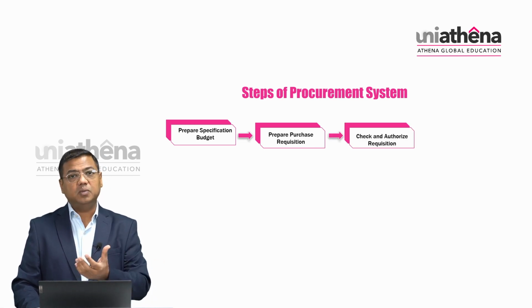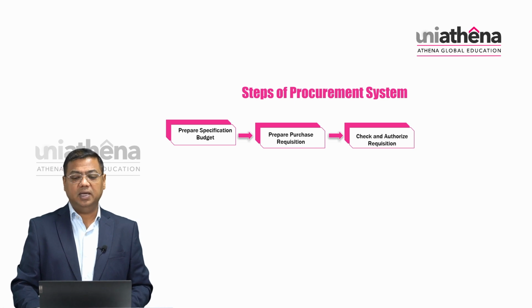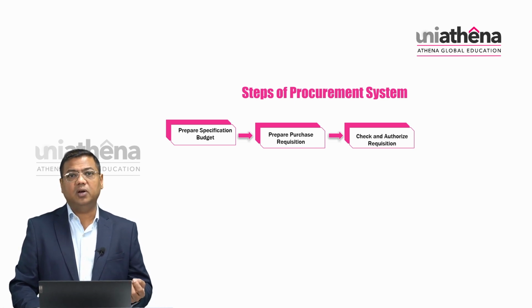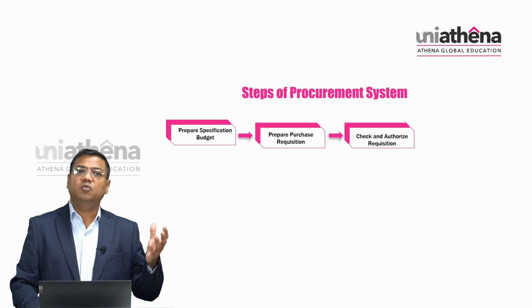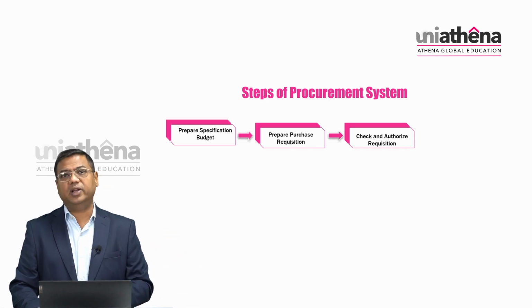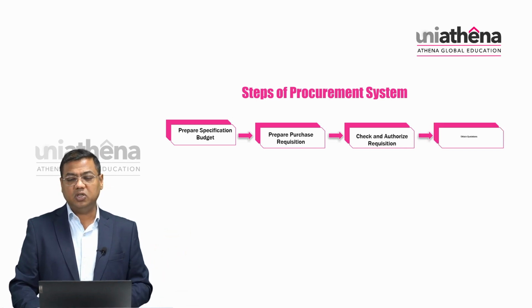The PR then comes to the procurement department typically. So the procurement department checks and understands what the requirement of the user is and authorizes this requisition. So that's where it's important to understand what it is that the user wants and whether it is correctly understood. That's the document which is called the PR. So once it is checked and authorized, the procurement department will then obtain the right quotations.